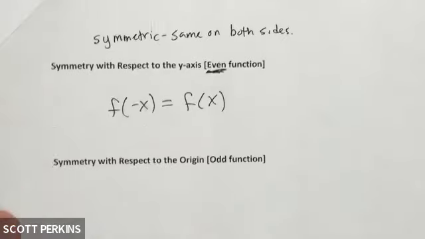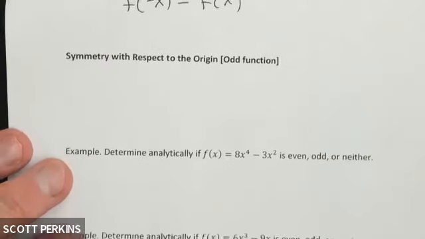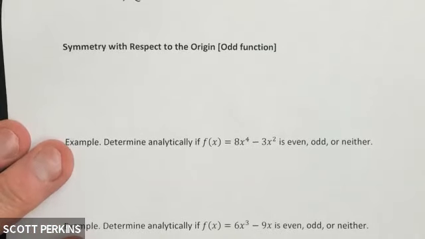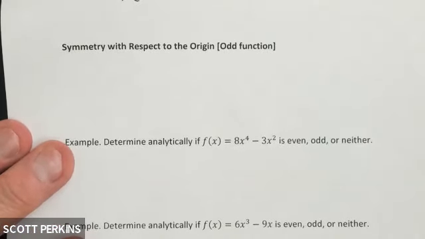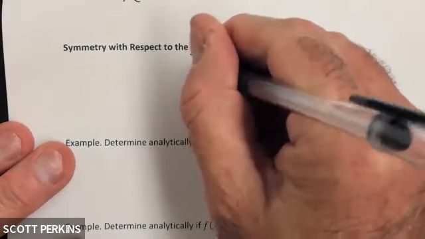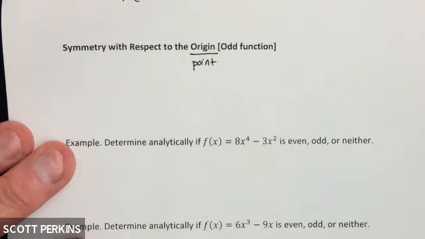All right, the second type of symmetry that we're going to look for in functions is called symmetry with respect to the origin. This time we're not symmetric about a line like the y-axis. We're symmetric about the origin, which is a point. When something is symmetric with respect to the origin, it's called odd. We'll come back to that.